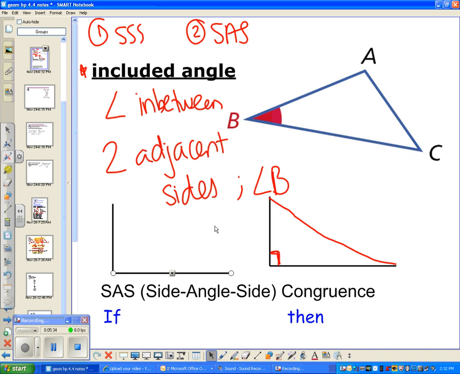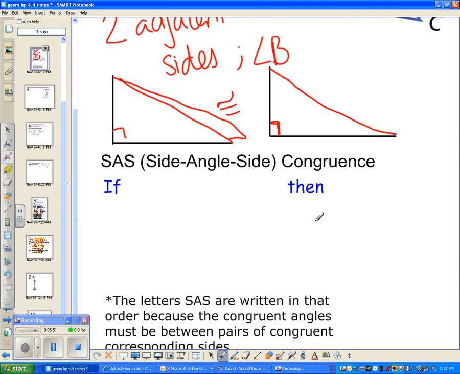Then this triangle has to make the same angle. It has to make the same triangle. There's no other triangle possible, and that's called SAS. There's no other triangle that will be formed. Sorry, that's supposed to be a congruent triangle. These triangles are exactly congruent to each other by SAS. So SAS on that cheat sheet would say if I have two congruent sides and that included angle is congruent, then those triangles will be congruent.